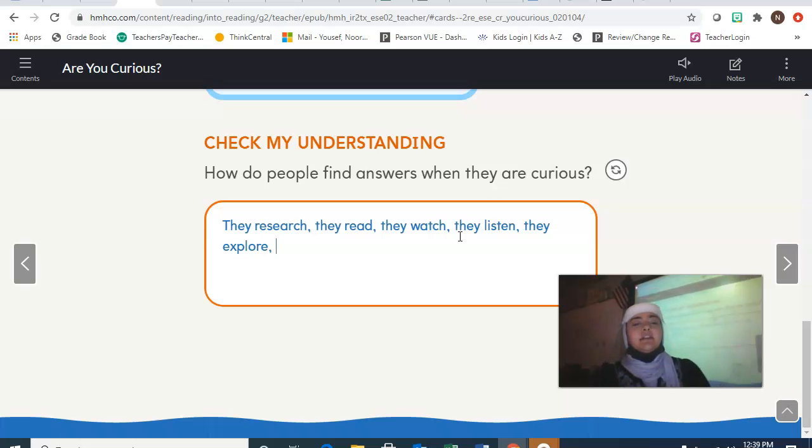Okay, that's okay, good. They put a tracker in them. That's more like they research or listen. Okay, very good. That's awesome. Very good. Those are really good ways that people find answers to things they're curious about.